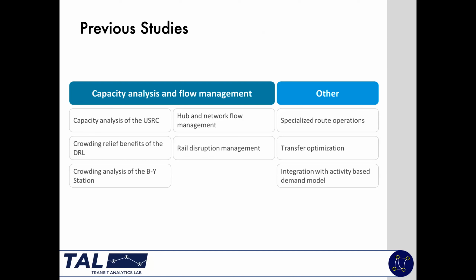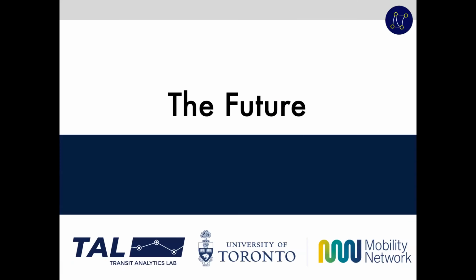There's a bunch of other previous studies. Under capacity analysis and flow management: a USRC study under various service operation changes, the crowding relief benefit of the DRL, crowding analysis of Bloor Young, rail disruption management, and hub and network flow management. And then a few other one-off projects in specialized route operations, transfer optimization, and integrating it with an activity-based demand model.